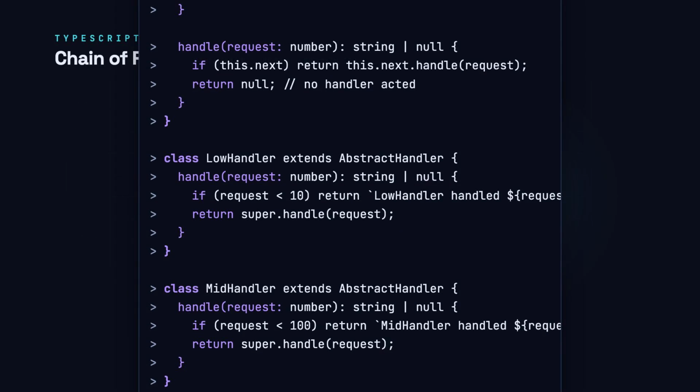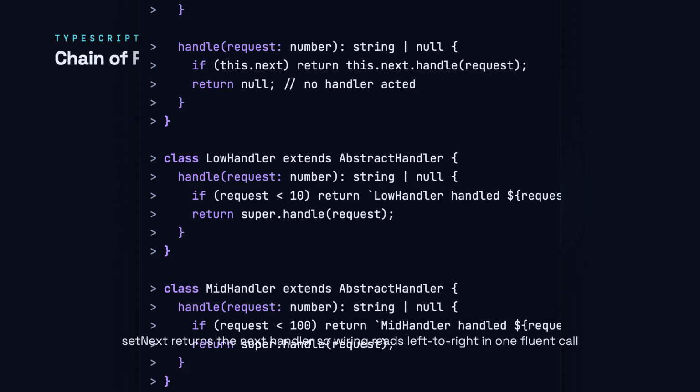Let us walk through this. The handler interface declares two methods: setNext, which links the next handler in the chain, and handle, which processes a request. Abstract handler implements both. It stores the next handler as a private field, and its default handle implementation simply delegates to that next handler, if one exists, returning null when the chain is exhausted.